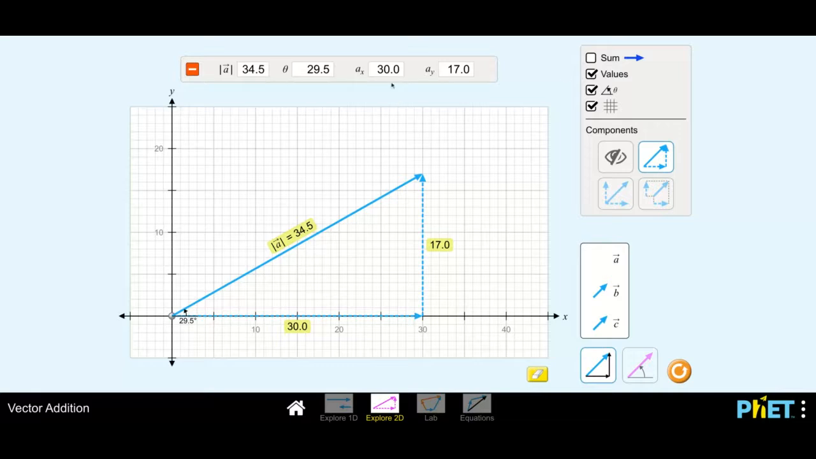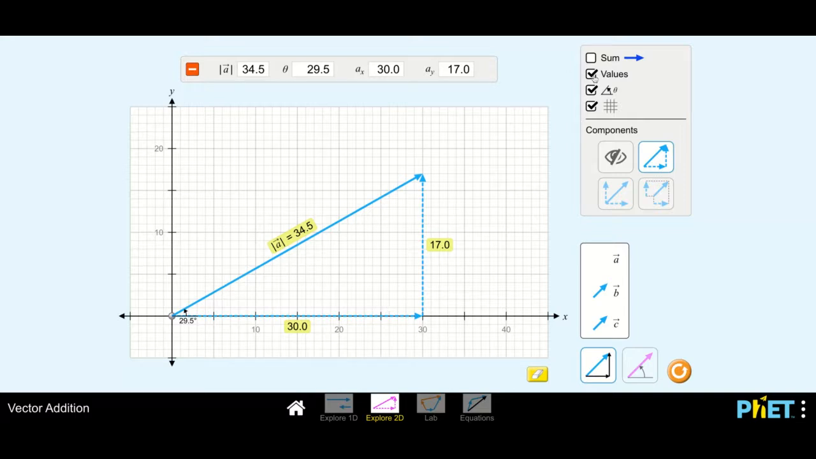Okay, and so you can see that the x component is just how far along the x-axis you are, right? How far it points along the x-axis, which in this case is 30, and the y component is how far it points along the y-axis. Okay, so that gives you a nice picture of a vector.